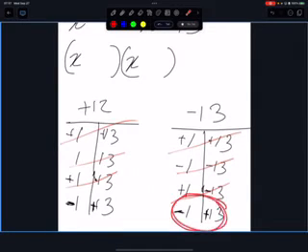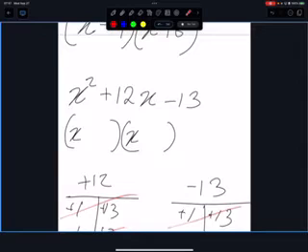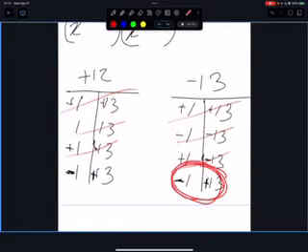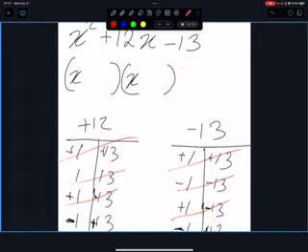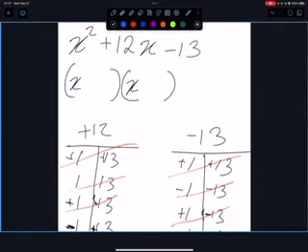Negative 1 multiplied by positive 13 is negative 13. And negative 1 plus 13, that's 12. Negative 1, correct. Add 13 is positive 12. So that is the answer I'm looking for. Minus 1 and 13.